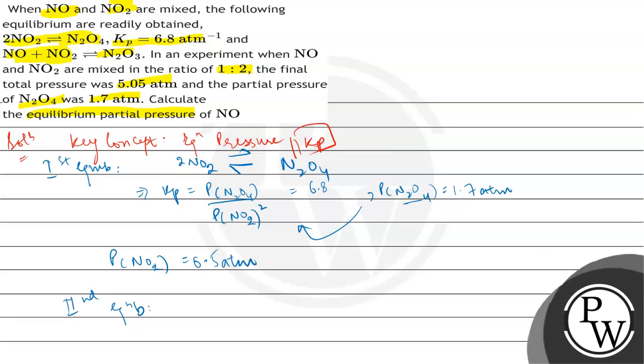So, in the second equilibrium, the equation given is NO plus NO2 is in equilibrium with N2O3. For this, the given information is that the ratio of NO and NO2 is 1:2. That means if the pressure of NO is P, then the pressure of NO2 is 2P, and this will be at time t equal to 0.